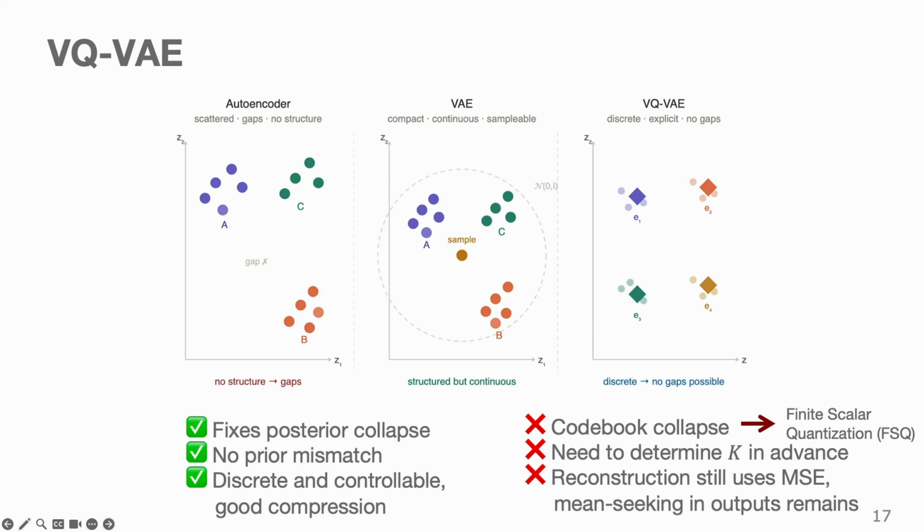This is why nowadays people use, for example, FSQ, finite scalar quantization, as a more robust alternative, but we don't have time to go into the details of that. And some other limitations are that you need to know in advance the size of your codebook, for example. And even with discrete codes, mean-seeking behavior at the output level remains if our reconstruction loss still uses MSE. So you can still get blurry face images, for example.